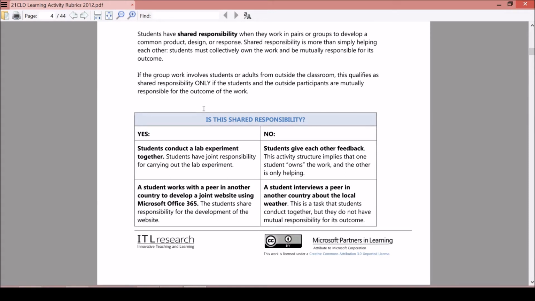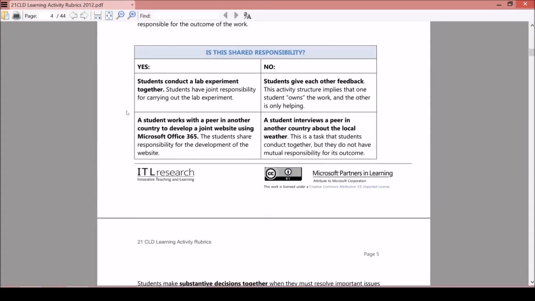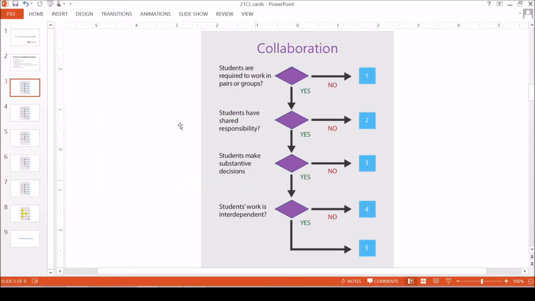Does one student own the work and the other is only helping in this? No, not really. It's actually students doing work together. This is a lab experiment, at least the example is, but we can easily transfer that over. So we feel like this is probably shared responsibility. So clicking back over here to the rubric, we're going to say yes here, and we're going to pop down to the next diamond. Do students make substantive decisions together?